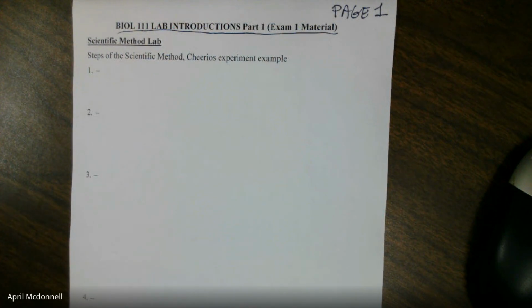So the first lab that we do is going to be called the scientific method. It's going to discuss steps that are taken within the scientific method during any type of research experiment, whether it's a simple type of research experiment or a complex type of research experiment. So I'm going to use Cheerios as an example for an experiment.